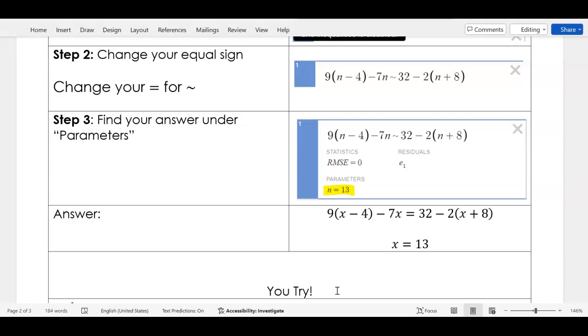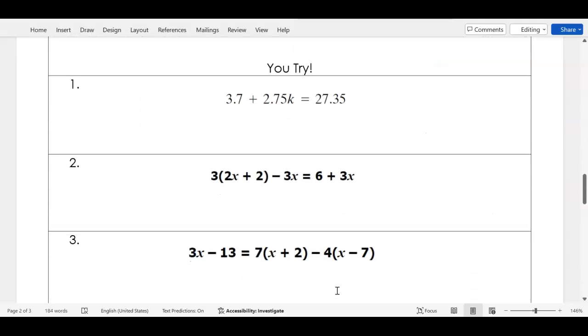Let's try it. Let's try number 1 here. Okay, can everybody try to do this right here, right now? Everybody, I want you to try typing this into Desmos. Okay, I'll give you a second. Try to type it in, but remember, x needs to be n, and the equal sign needs to be a squiggle.